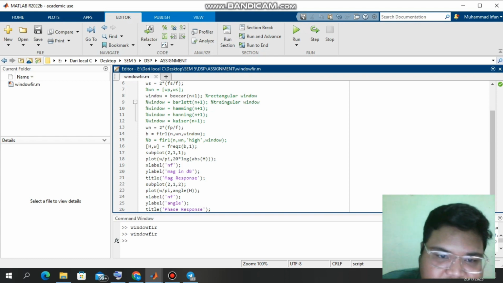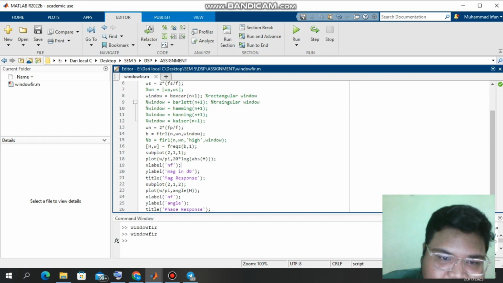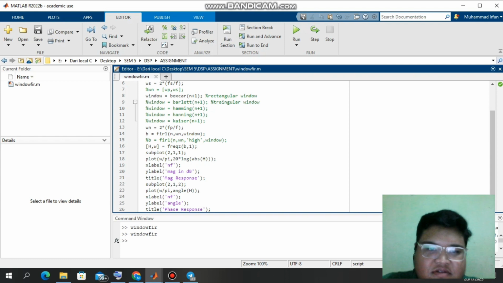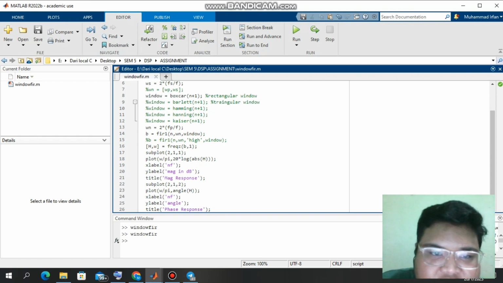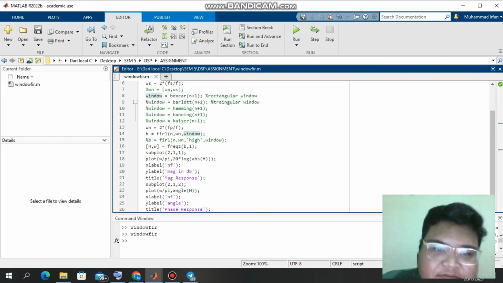The next subplot uses radians and the angle formula. Next, X axis, Y axis, and title. So I will run this coding to show the low pass first.